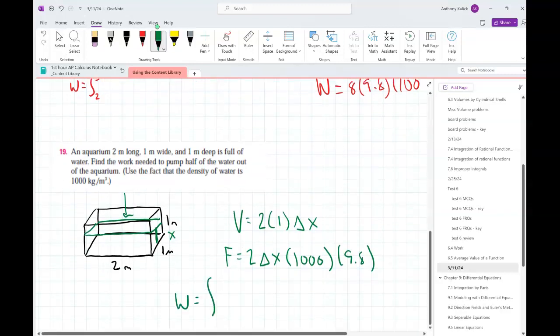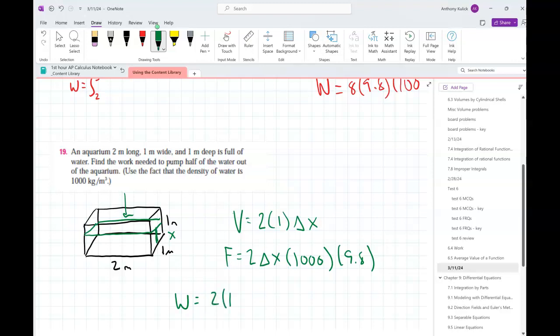And then our work should be integrating x, which is the height of our water. Oh, I should put all that stuff out front, huh? Put all those constants away, Mr. Kulik. And then the height of the water, if I want half the water out, should go from 0 to half of the total height.